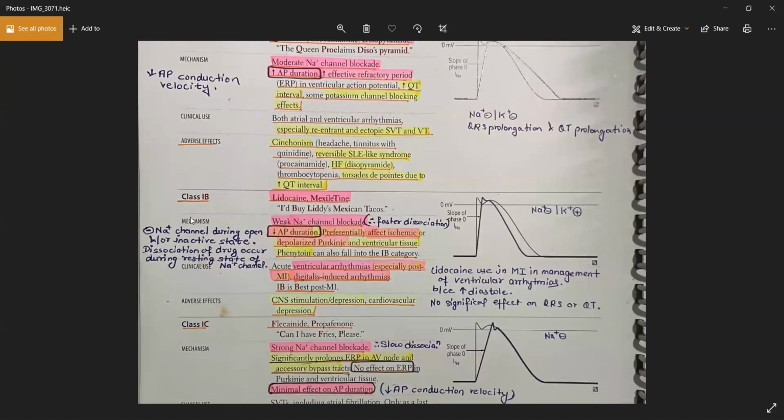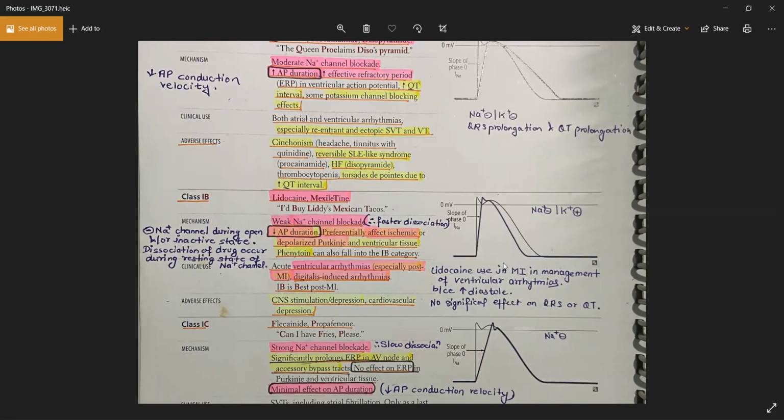Then come the class 1B agents, which activate the potassium channels and inhibit the sodium channels. So basically, they decrease the slope of phase 0, but they also reduce the duration of phase 3. So they are causing QT shortening, decreasing the QT time. Plus, they will cause slight QRS widening. But ultimately, as you can see, the action potential duration is decreased in these agents.